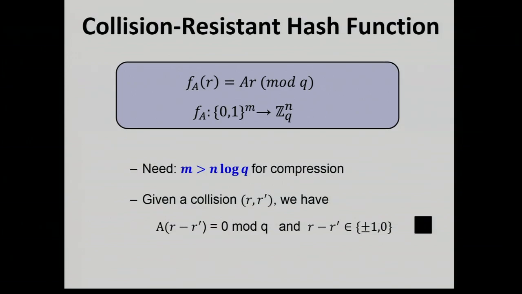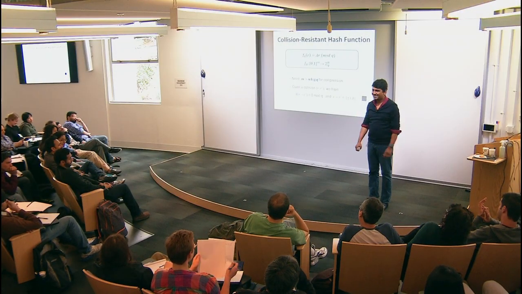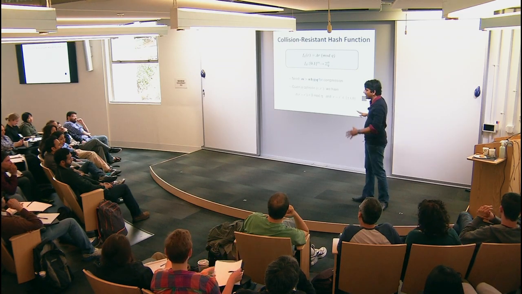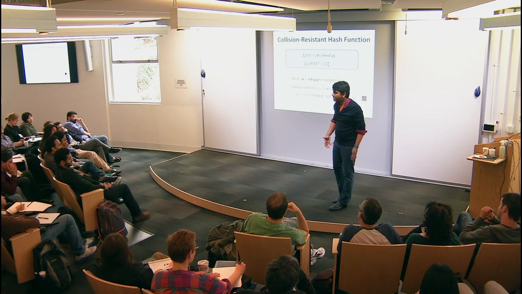So any questions? It's the first piece of crypto. Should be very excited. Okay, good. So this is collision resistant, therefore one-wayness. Collision resistance implies one-wayness. So you're done.